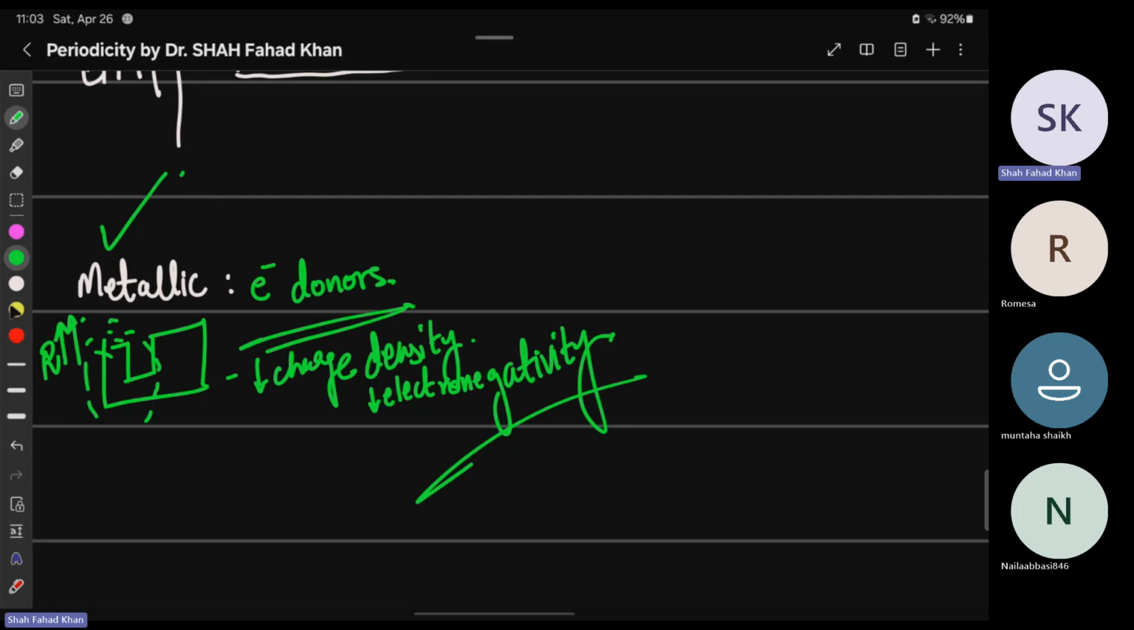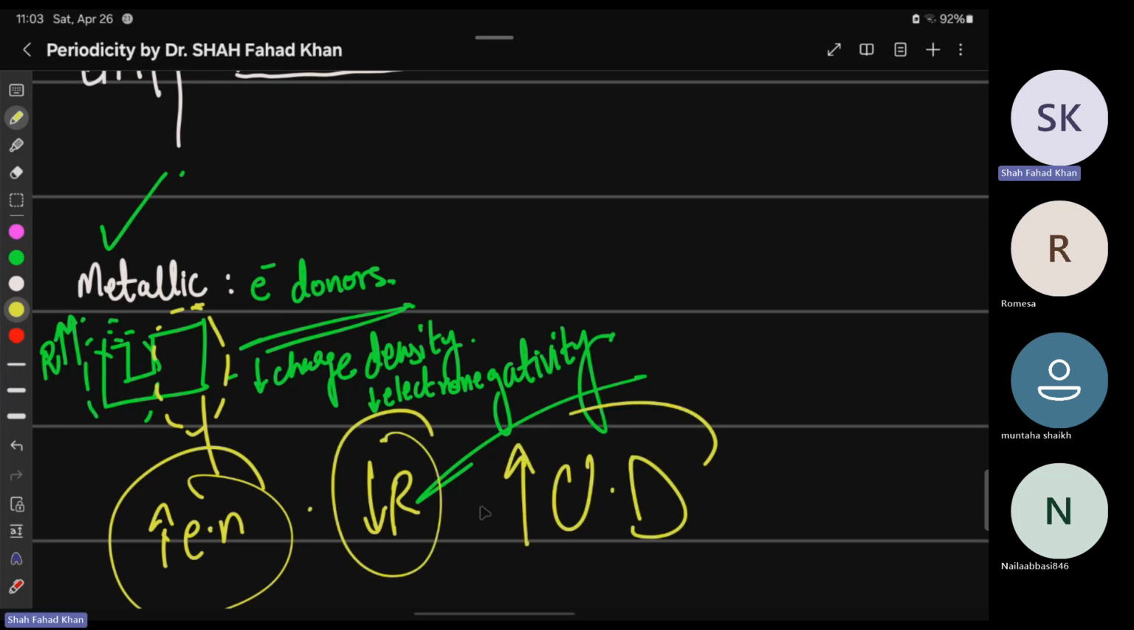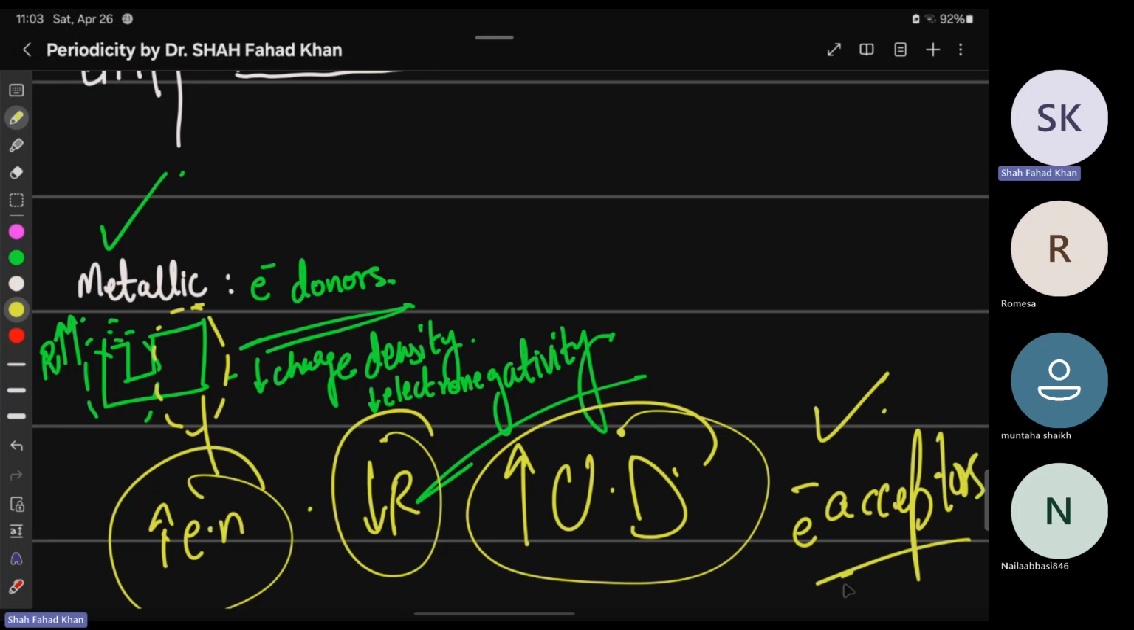And vice versa is also true. If you look at the right side, they have a small radius, high charge density, and high electronegativity, due to which they can accept electrons very easily, and because they are electron acceptors, they're non-metals. That's a general trend. You also have metalloids in the middle, like silicon and germanium, which have properties of both metals and non-metals. Group 4.